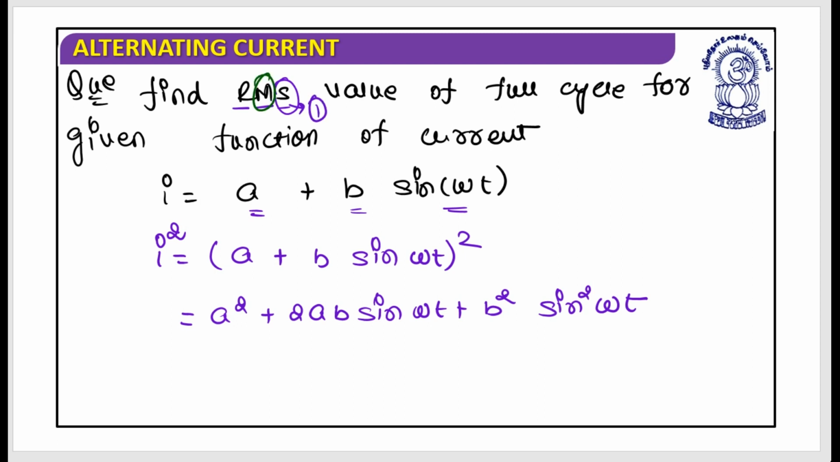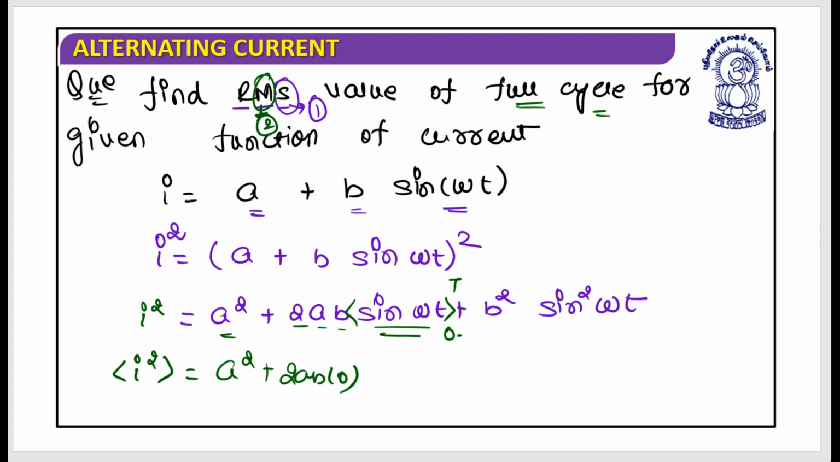Now it's time for the second task, the mean value. If I take the mean, the average of this I square, then a square is a constant number and doesn't change the average value, so it stays a square. But look at 2ab into sine omega t: the average of sine omega t from 0 to T, for the full cycle, would be 0. So 2ab into 0 will be 0, plus b square.